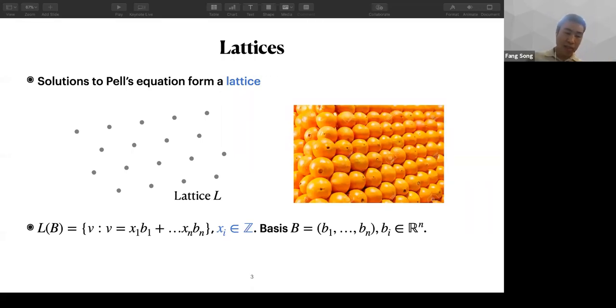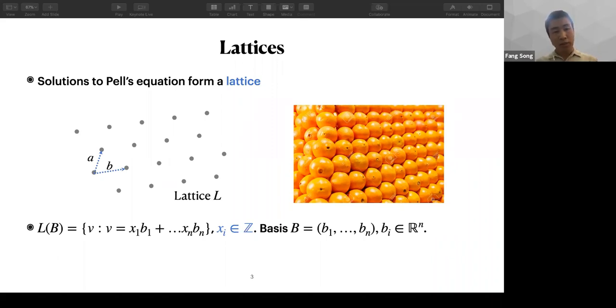an n-dimensional lattice is formed by taking n linearly independent vectors, which we call a basis, b1 to bn here, and then we take their integer linear combinations to form those lattice points. Let me stress that the coefficients need to be integers. For example, in this picture, this is a 2-dimensional lattice, and these two vectors A and B form a basis that generates this lattice.